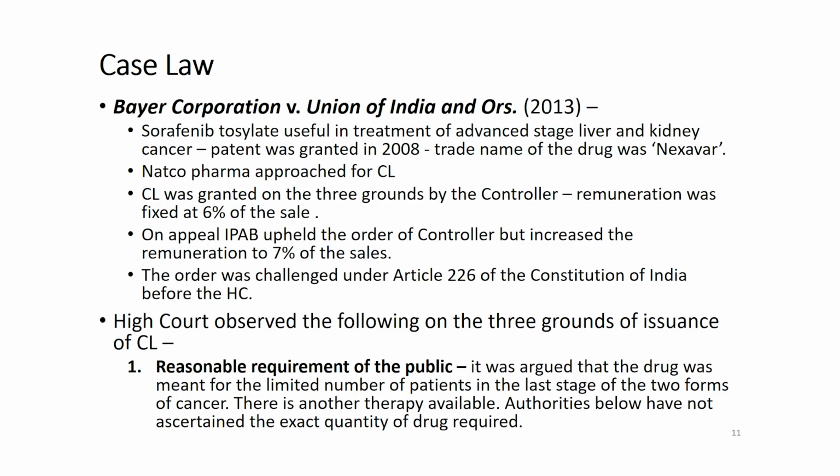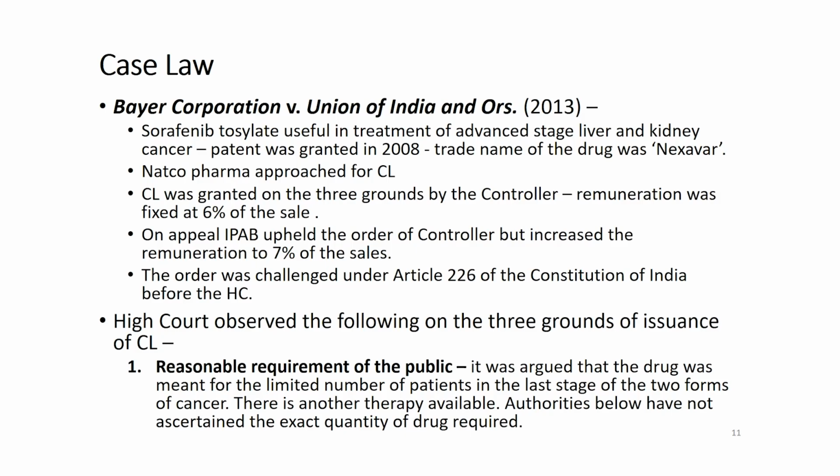This is a case in which Bayer Corporation was granted a patent on a drug called sorafenib tosylate. The trade name of that drug was Nexavar. The patent was granted in 2008. Natco Pharma approached for a compulsory license and the controller granted it on all three grounds: the reasonable requirements not met, non-availability at a reasonably affordable price, and third, non-working of the patented product in India.